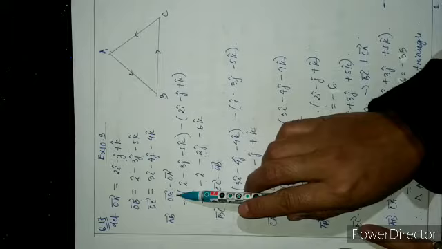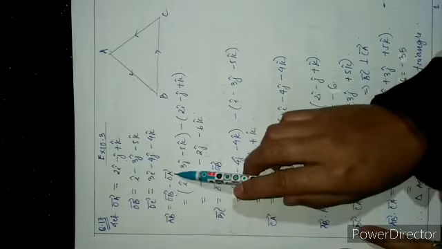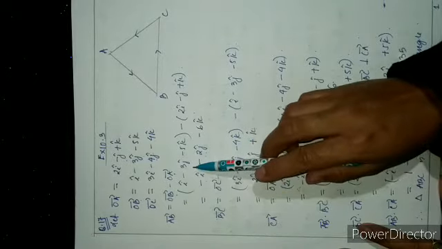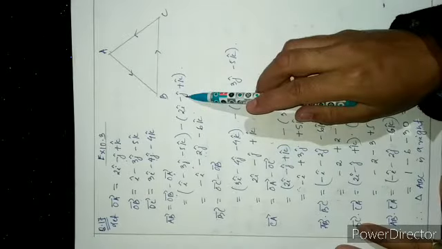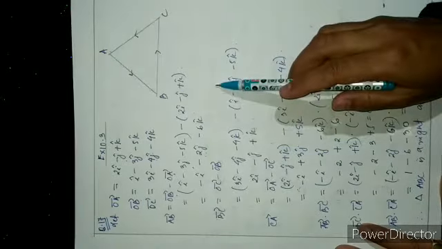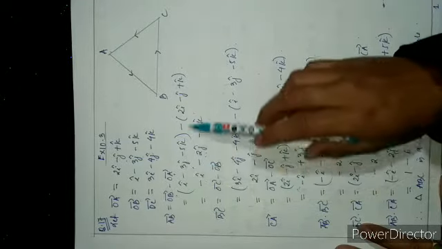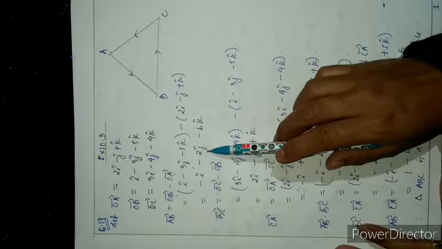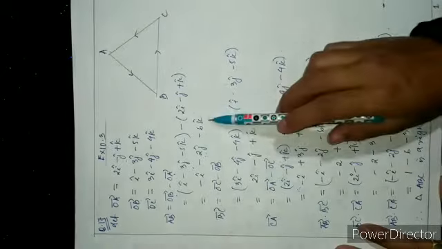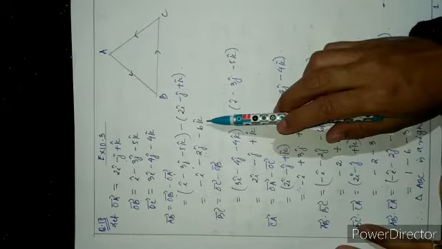AB vector is given by position vector of B minus position vector of A. Write the components of OB vector, components of OA vector, and subtract their corresponding components. 1 minus 2 is equal to minus 1, minus 3 minus minus 1 is minus 2j cap, and the minus 5 minus 1 is equal to minus 6k cap.